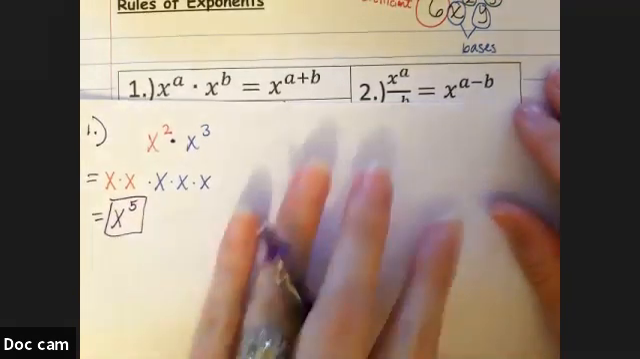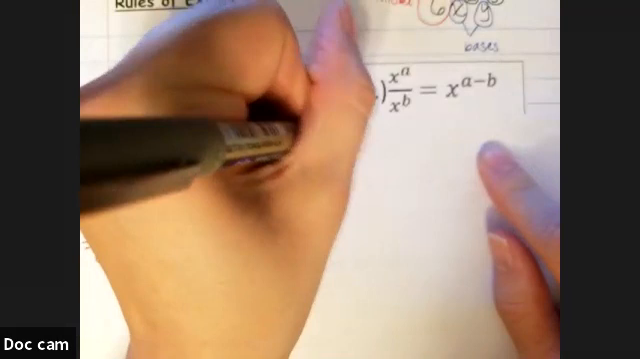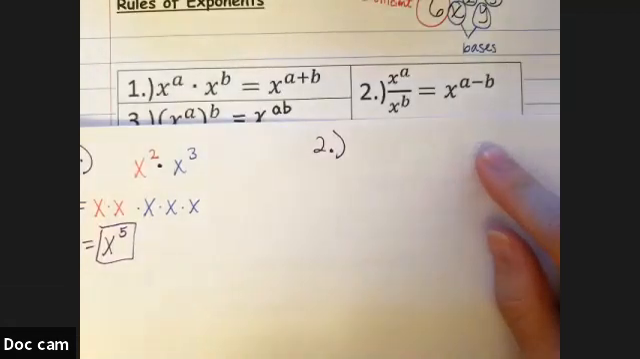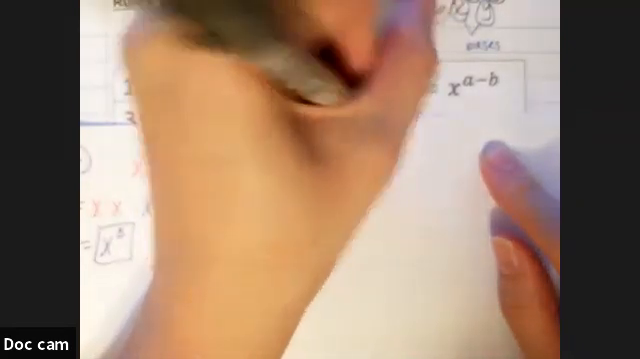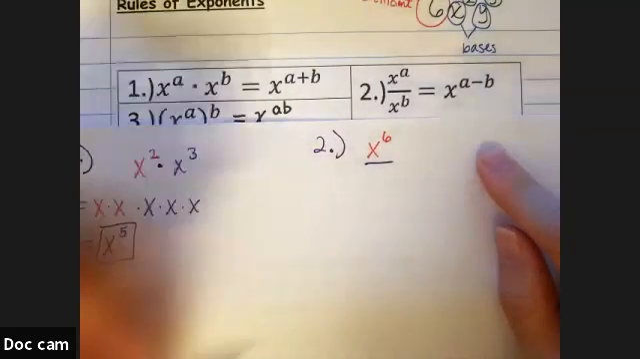And then rule number 2, okay, let's do an example on that one. Let's say we have x to the 6th power over x squared.